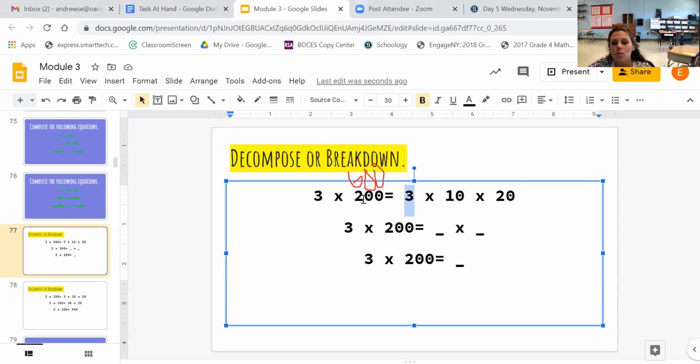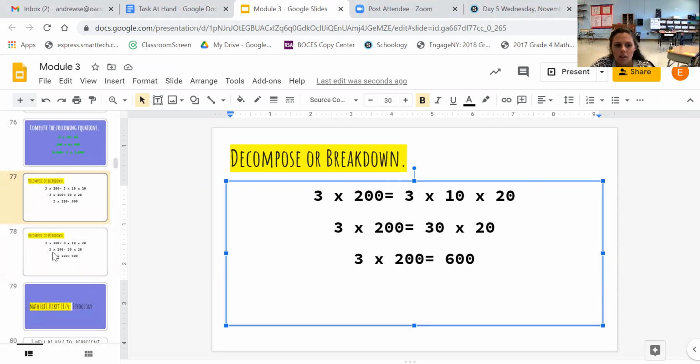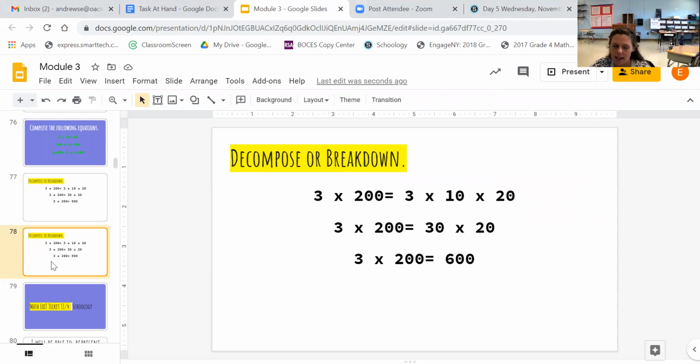We could also do 3 times 10, which is 30, and 30 times 20 equals 600, right? 3 times 2 equals 6. Add my 2 zeros is 600. And last, I know that 600 is equal to 3 times 200. And here's another way to show that.